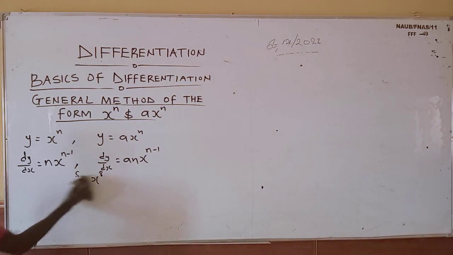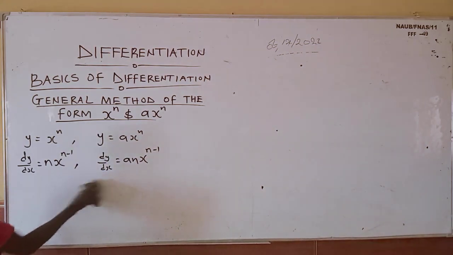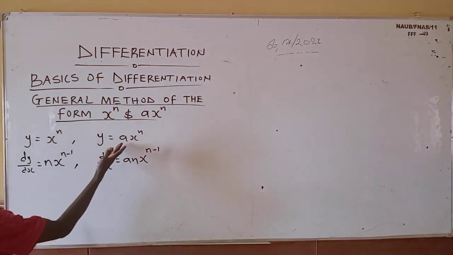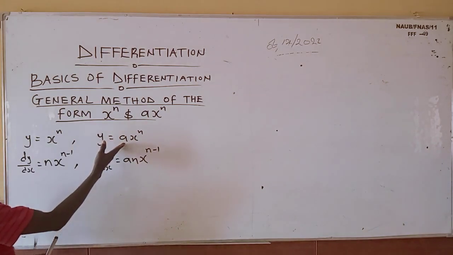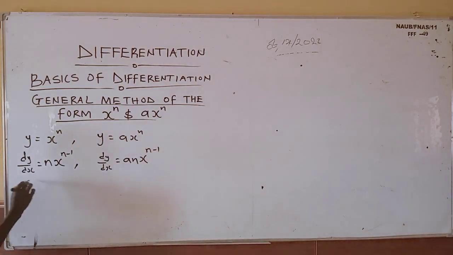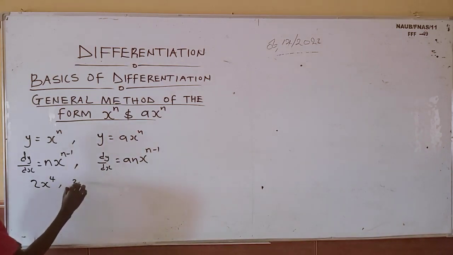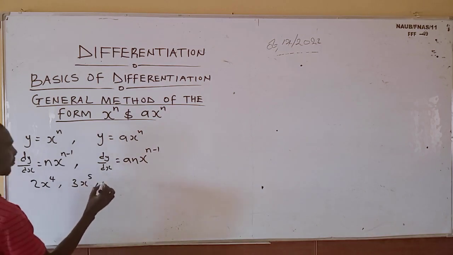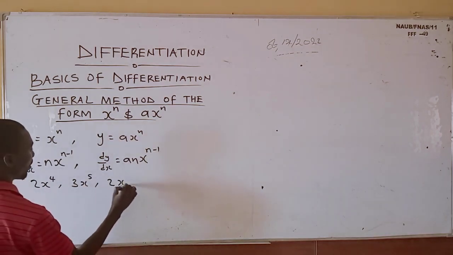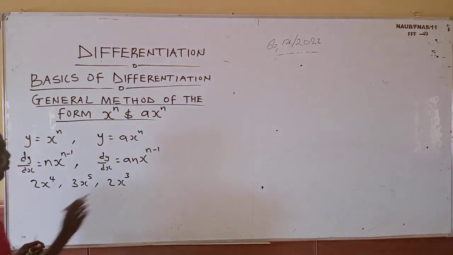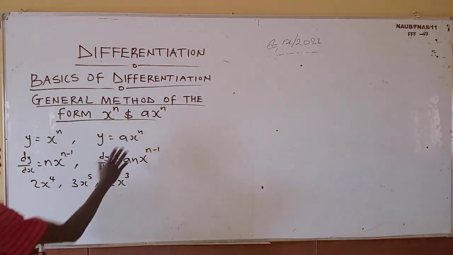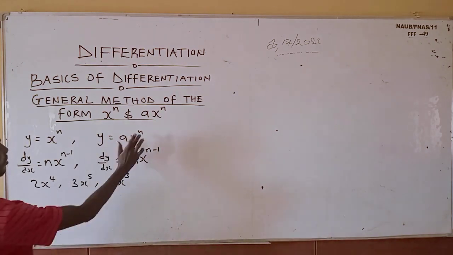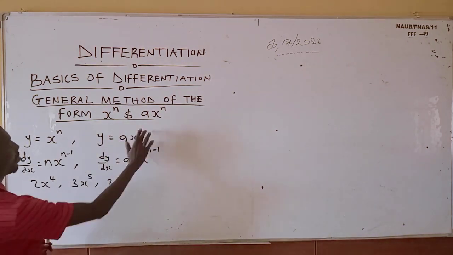Okay, so now what if we now have a number? Now let's do this: 2s to the power of 4, 3s to the power of 5, 2 to the power of 3. Now, what if we have a number? Still the same thing. N times a, right? That is what is there. N times a, subtract 1.